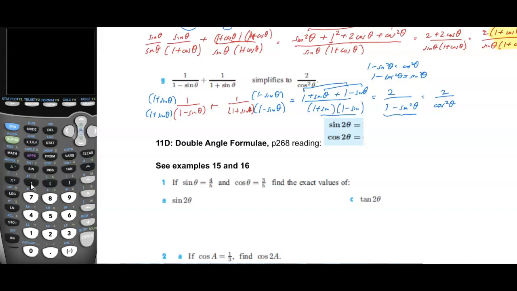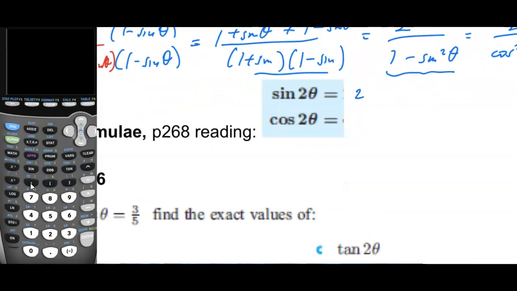Double angle formulas. Remember from our investigation that sine 2 theta is equal to 2 sine theta cosine theta. Cosine 2 theta has 3 possible combinations. This is one. This is another. And this is another. Let me just rewrite that: 2 sine squared theta. How do you know which one to use?